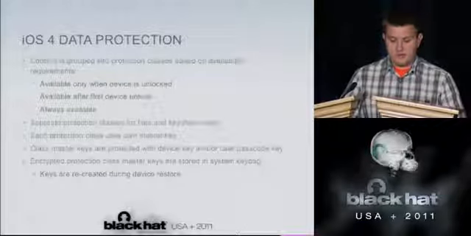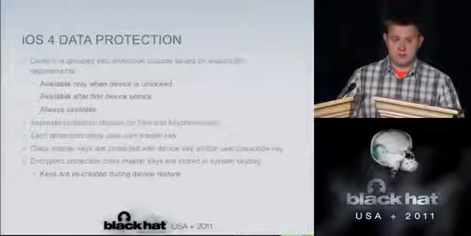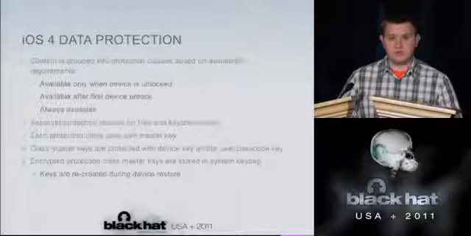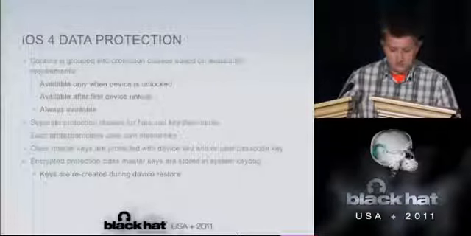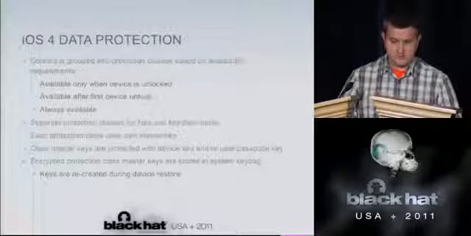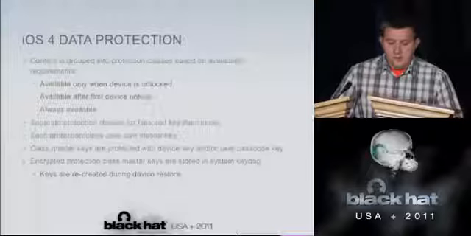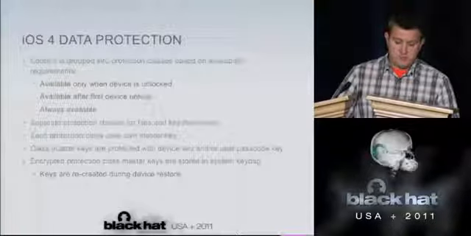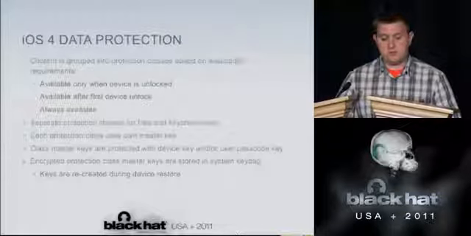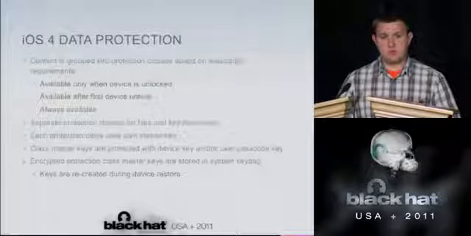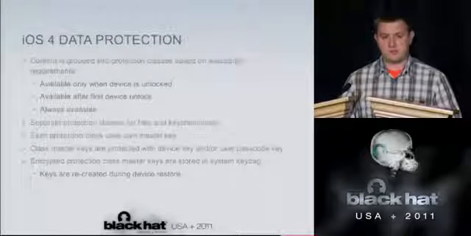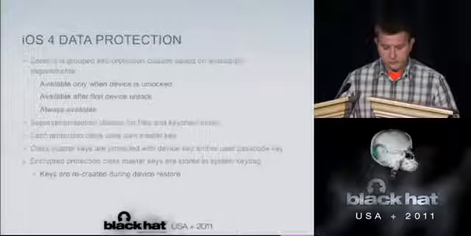There are separate protection classes for user files and for keychain items. And each protection class uses its own encryption key, which we will call the master key for this particular protection class. And each such master key is stored in the key bag, in the system key bag, and it is protected with the device key, which is unique to the particular device, and optionally with the passcode key, which is unique to the passcode. So it depends on the passcode.